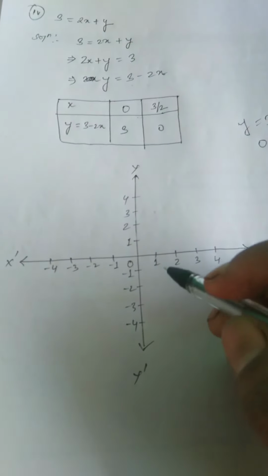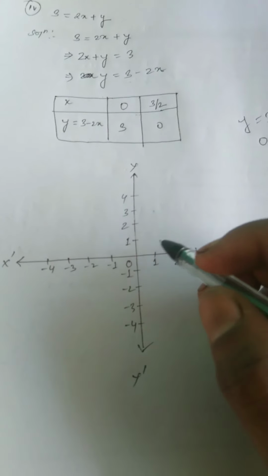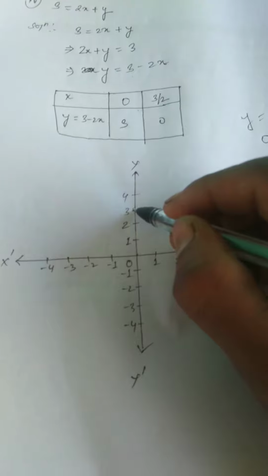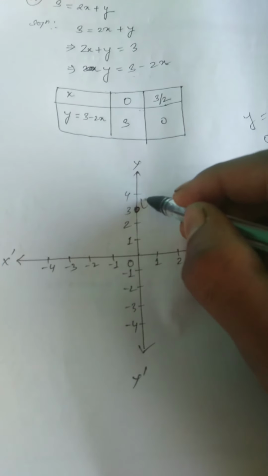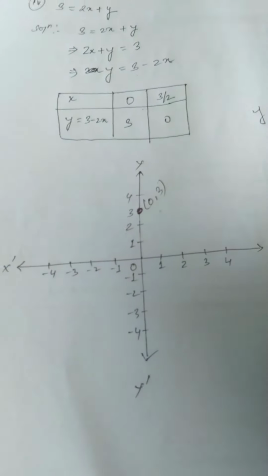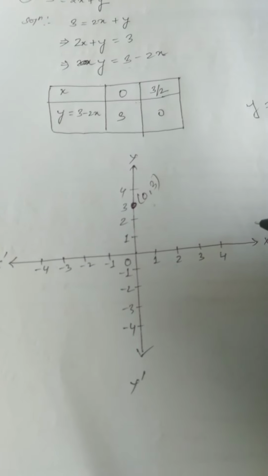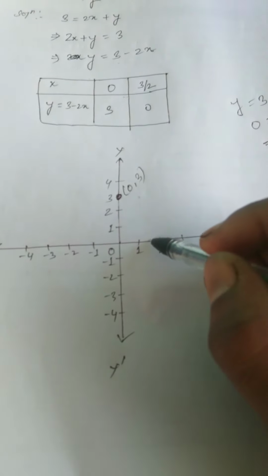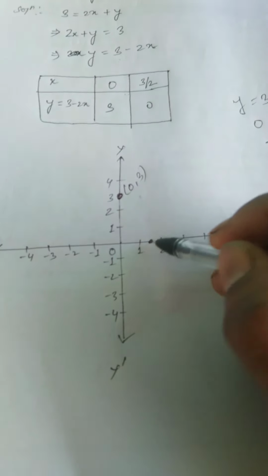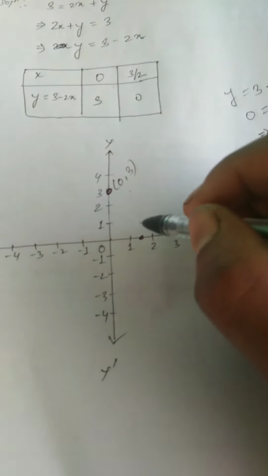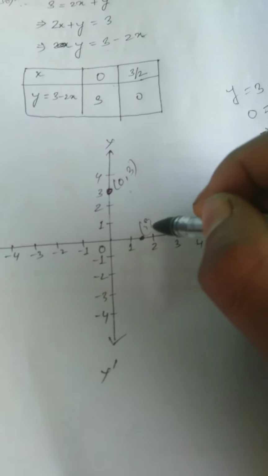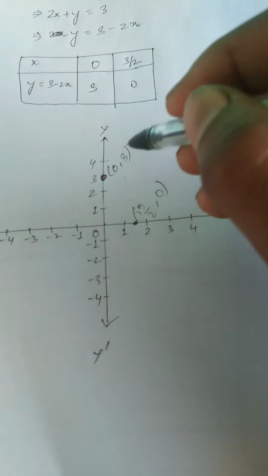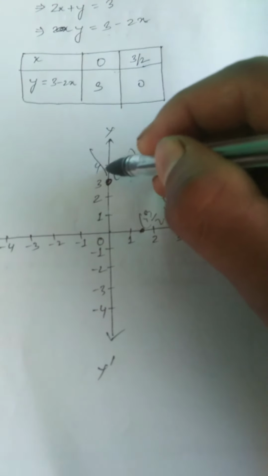So let us plot it here. x is 0 here, y is 3 positive, so it will be moving upward here. This is 0 comma 3. Then next x is 3 by 2. 3 by 2 means where? 1.5, positive. So here it is. Then y is 0. So 3 by 2 comma 0. Connect these two points, and you'll get a straight line.